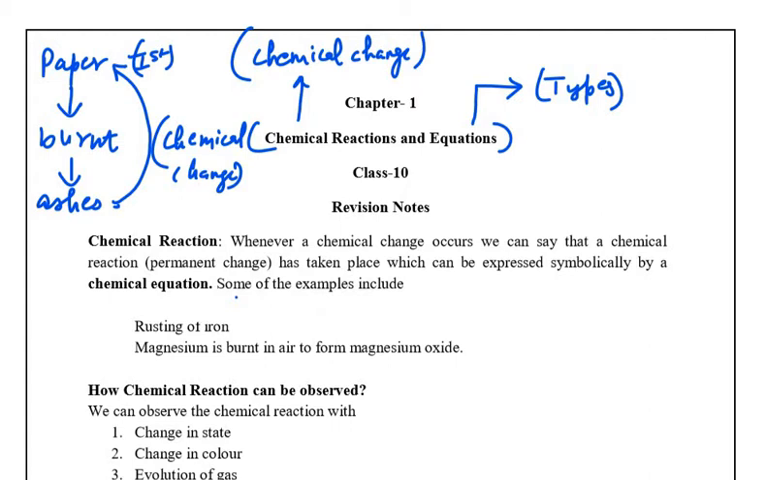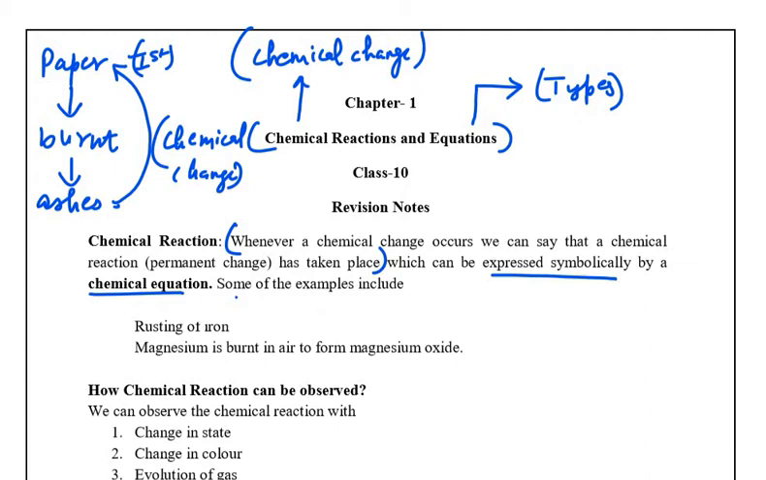Whenever a chemical change occurs, we can say that a chemical reaction has taken place. And a chemical reaction is expressed symbolically by a chemical equation. Now we have a chemical equation, and we need to study what chemical equations are.